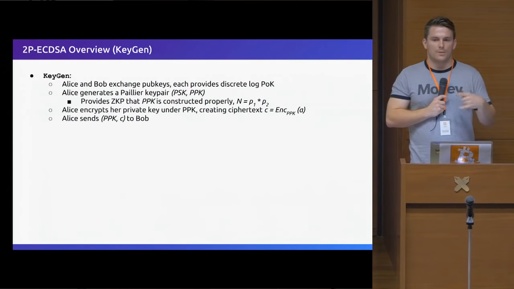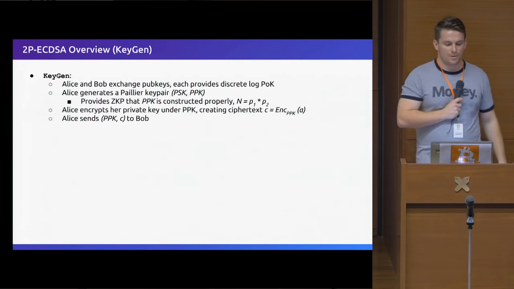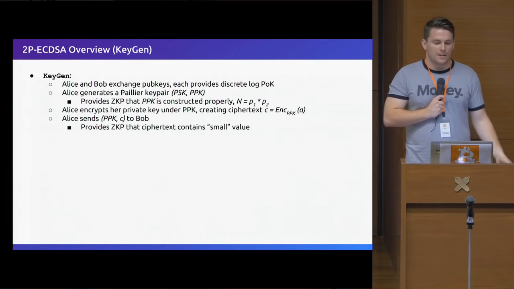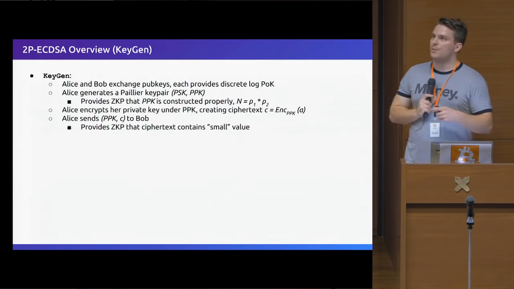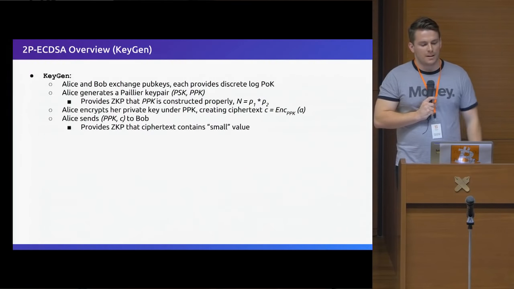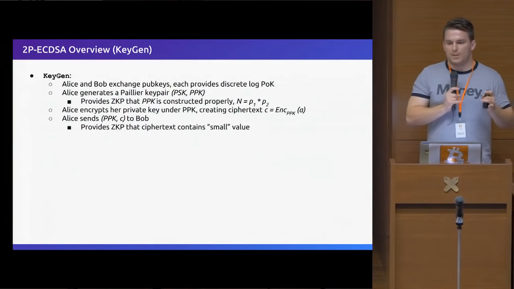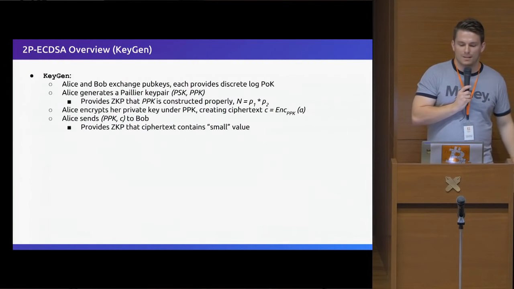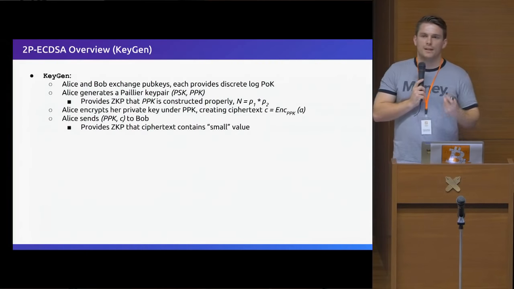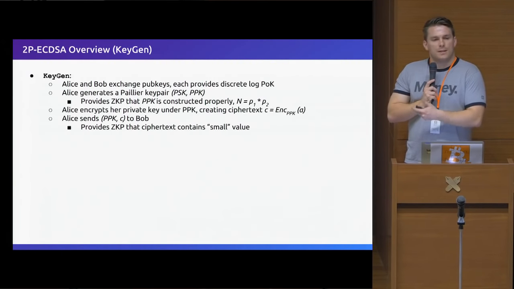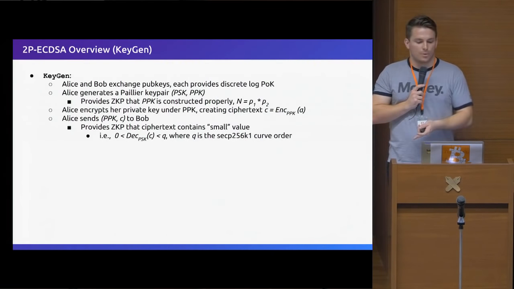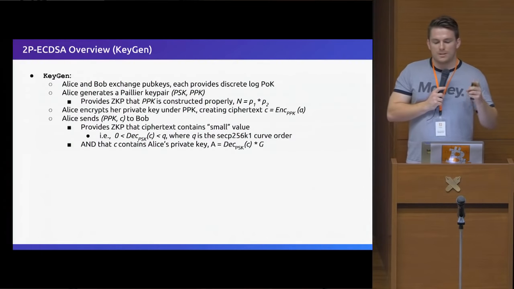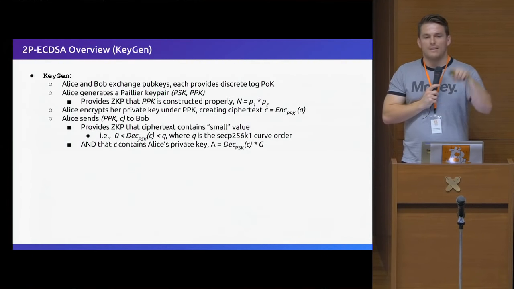Bob is going to store this as part of his final private key, his 2-party private key, if you will. She'll also provide a zero-knowledge proof that it contains a small value. The Paillier public key is about 2048 bits if you're going to be doing this with a 256-bit EC curve. And so, in fact, the ciphertext is much, much, much bigger than the actual encrypted value. The implication there is that because Bob only receives the ciphertext, he may not know what the actual size of that underlying value is. So Alice actually needs to prove that it's small, and in fact that it's less than the curve order, secp256k1 in this case, and also that it decrypts to a valid public key, namely Alice's public key.